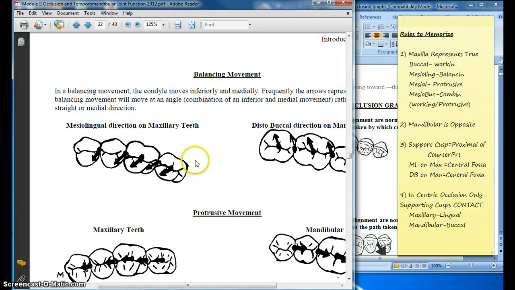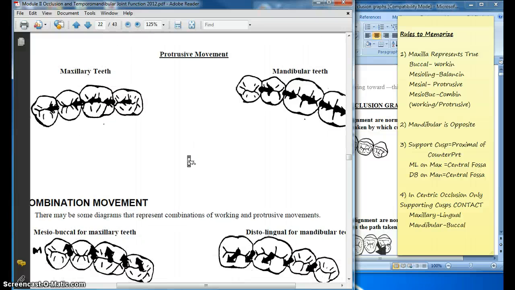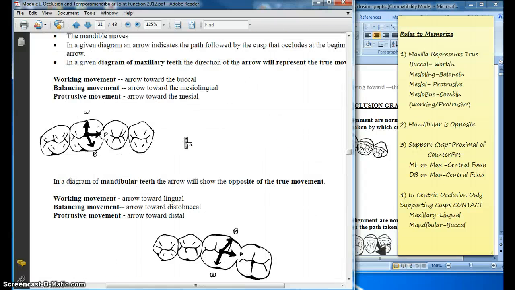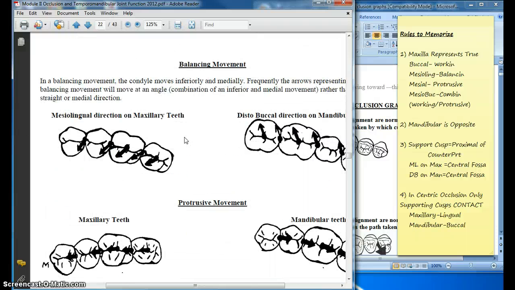This is just some balancing movements, some protrusive movements. I'm really not going to sit here and go over which way is balancing, which way is protrusive. It's the exact same thing as was shown up here, just with a bunch of different arrows. Again, you have to remember that the mesiolingual on the maxillary teeth is balancing, and then that becomes natural. And then just don't even remember the mandibular teeth, because it's just the opposite.